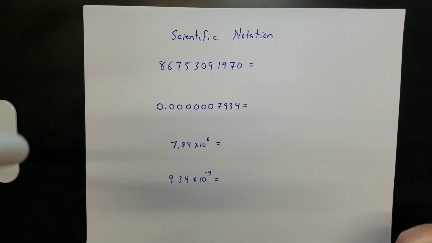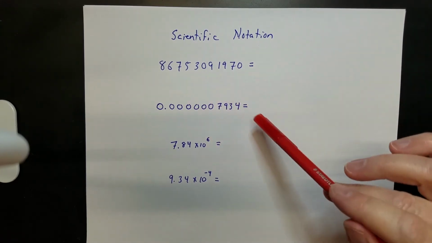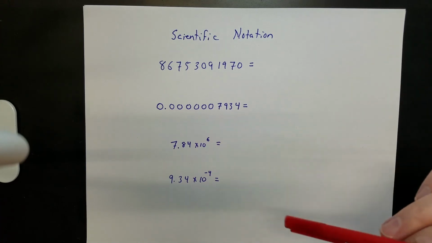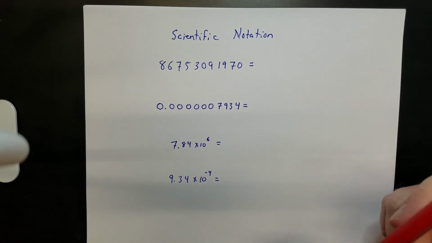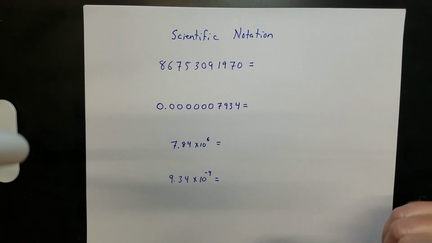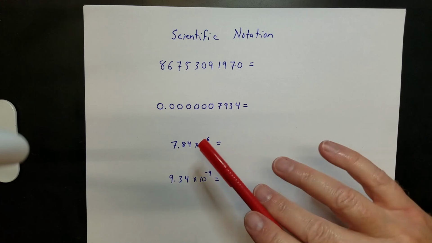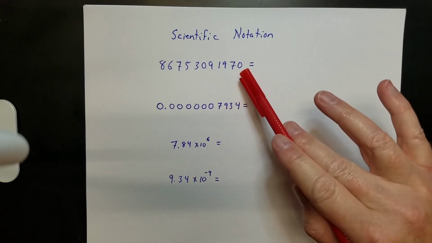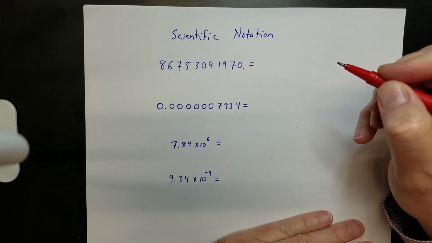So basic scientific notation is a way to take a very large number like this one, or a very small number like this one, and turn it into something that you can easily use, whether to write it down or to type it into a calculator. So let's start with this first number here. If you don't see a decimal place, the decimal place is always at the very end. So I'm going to put it right there.